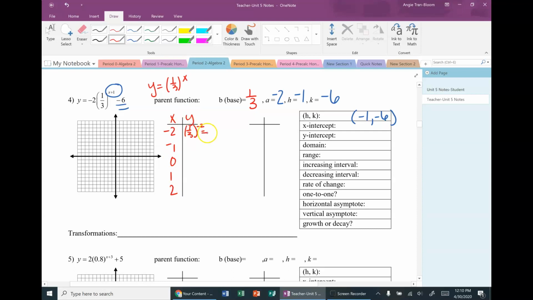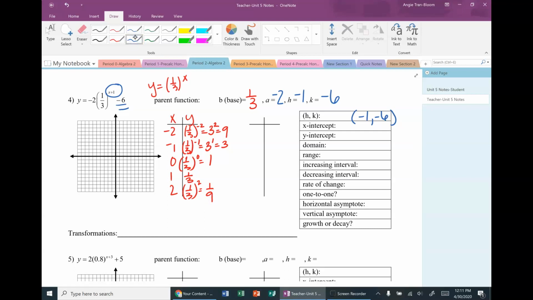1/3 to the power of -2, and we talked about flipping the inside fraction. So that's the same thing as 3 squared, which is 9. 1/3 to the -1, which is the same thing as flipping the inside fraction and making your exponent positive, so 3. 1/3 to the 0, that's always going to be 1. 1/3 to the 1 is 1/3. 1/3 to the second power, sorry, your x is not negative. 1/3 to the second power is going to be 1/9, okay? So those are your inputs and outputs.